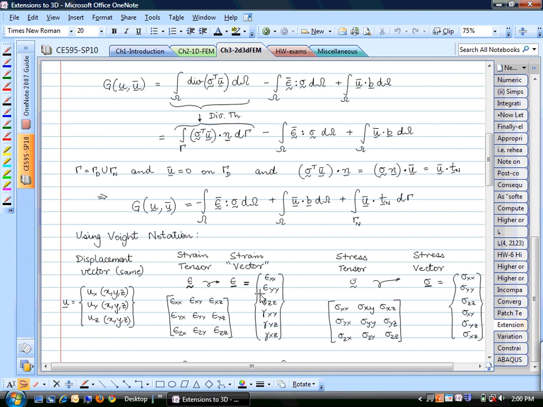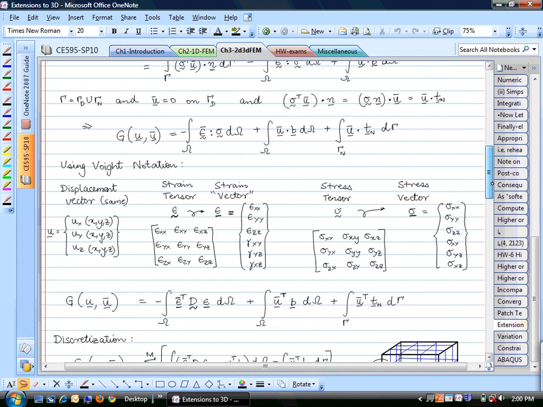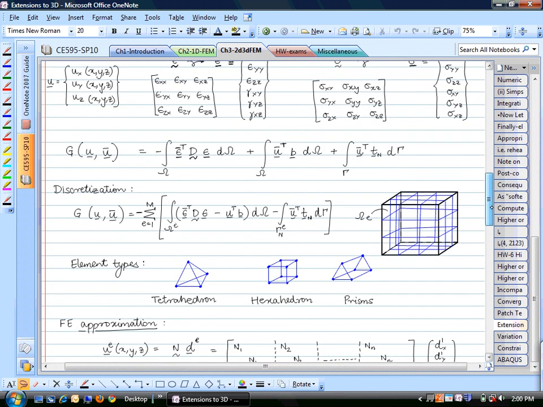We transform the strain tensor from, let's say, a 3 cross 3 matrix to a 6 cross 1 matrix, where these terms are twice the off-diagonal terms. The same thing for the stress tensor. It goes from a 3 cross 3 matrix to a 6 cross 1 vector. And when you substitute your Voigt notation into your weak form, what you get is this thing. Now this is also something that we did for 2 dimensions.